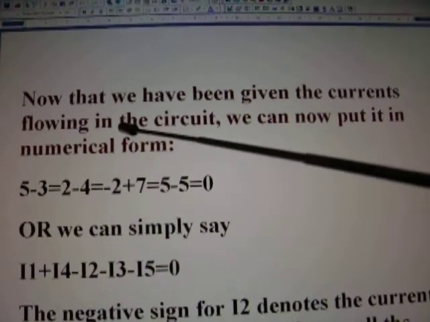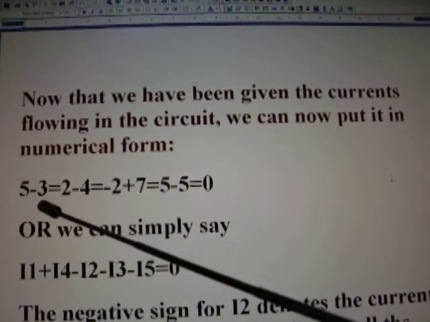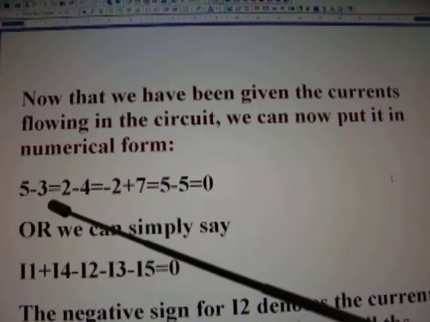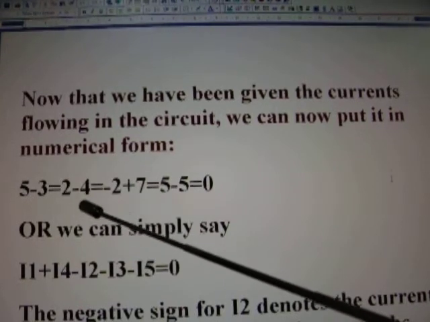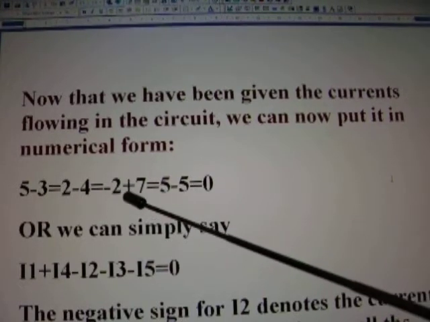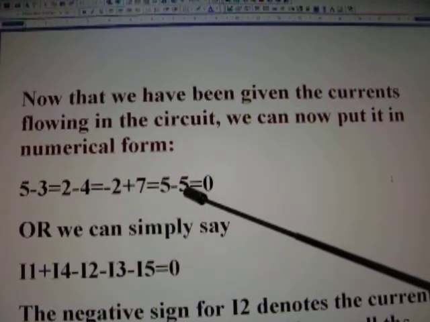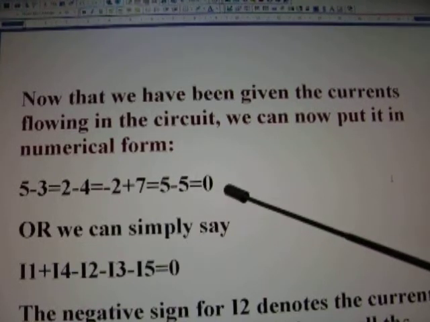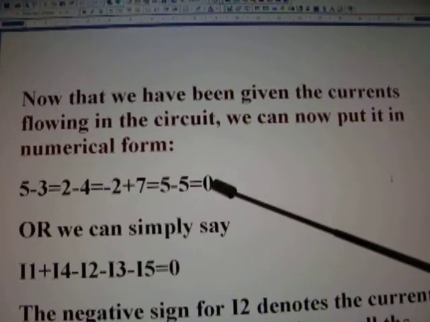Now that we have been given the currents flowing in the circuit, we can put it in numerical form. So 5 minus 3 equals 2. 2 minus 4 equals minus 2, because 2 take away 4 will leave you minus 2. Minus 2 plus 7 is going to equal 5, because you're subtracting 2 from 7, which will leave you 5. And 5 minus 5 will equal 0. That shows that by adding or subtracting our currents arriving at the junction, the result should equal 0.